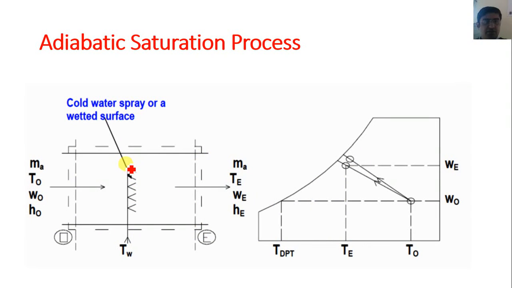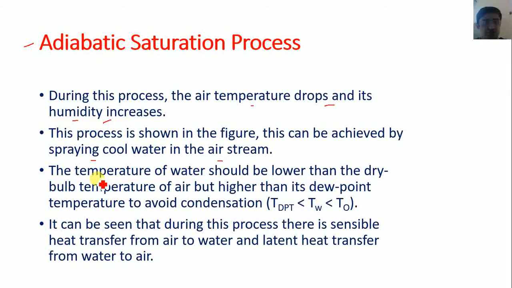Here we are supplying the cold water spray to the air which is flowing inside this area. First of all, the temperature of water should be lower than the dry bulb temperature of air, but higher than its dew point temperature, to avoid condensation of the moisture content in the air.